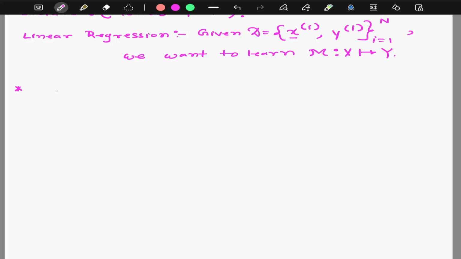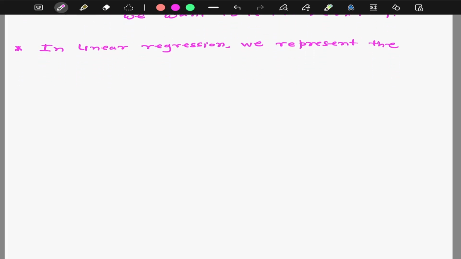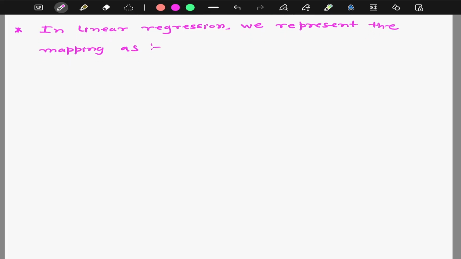Now in linear regression, we represent the mapping as y equals a0 phi 0 of x plus a1 phi 1 of x, up to plus ap phi p of x.